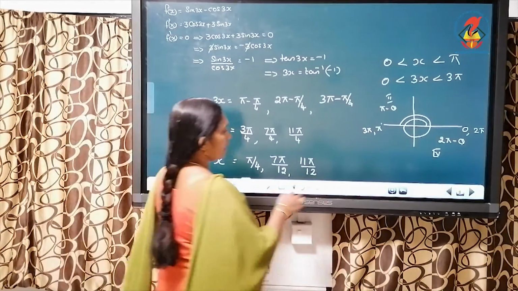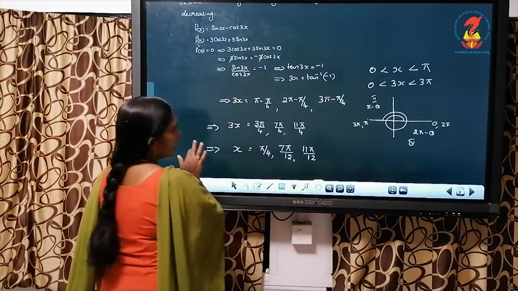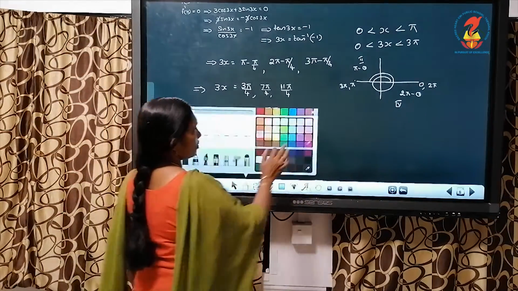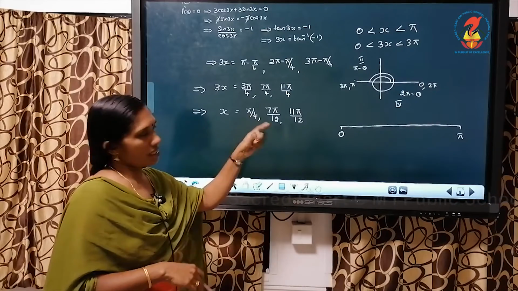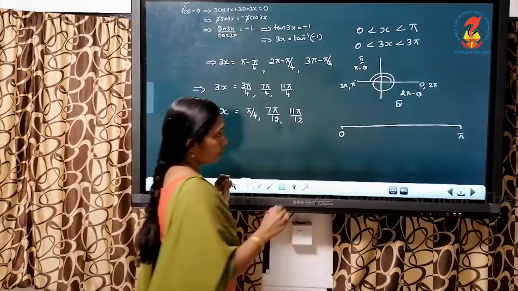Now draw the number line, it is from 0 to pi. You have to divide that. The interval is given, open interval, it is 0 to pi. So in between you have to mark this. Pi by 4 means it is 45 degrees.